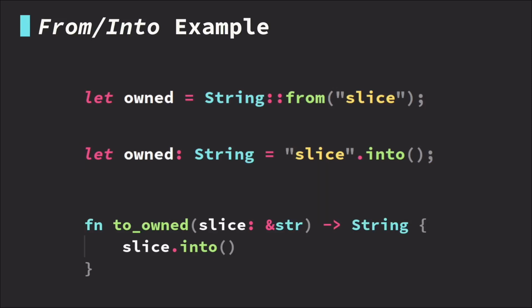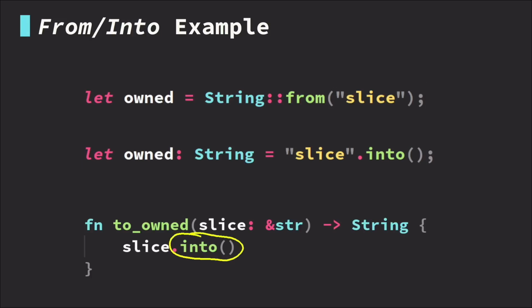The Into trait is very useful when you're working with functions, like down here. This function has a return type of an owned string, but we are working with a slice as a function parameter. All we need to do to convert this string slice into an owned string is just call the .into function on the string slice, and then we'll get back an owned string because it's going to turn the slice into an owned string.